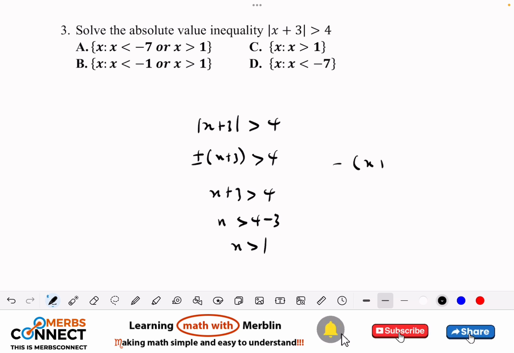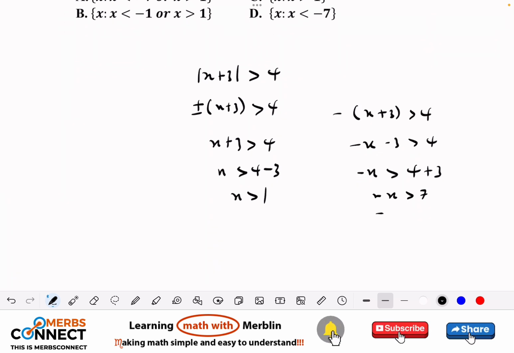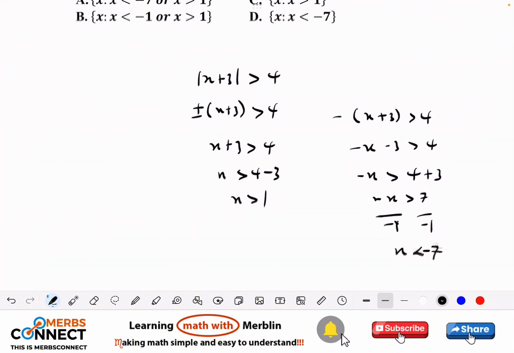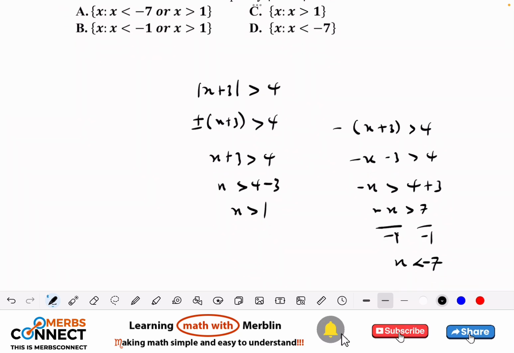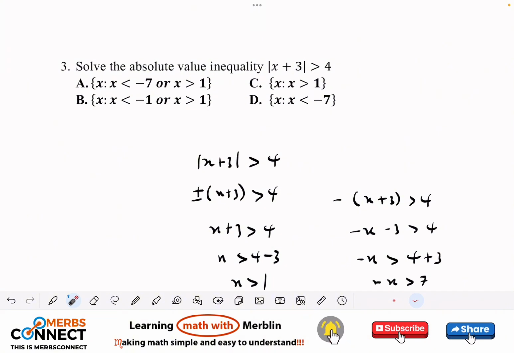Then pick negative. So minus x minus 3 is greater than 4, and this is minus x greater than 3 plus 4, minus x is greater than 7. Divide through by -1, and the sign will change to be less than -7, right? So we can see that x should be less than -7 and x should be greater than 1. So the answer here, or the results here, should be A, right? So you see that this one we were able to do because this is positive.